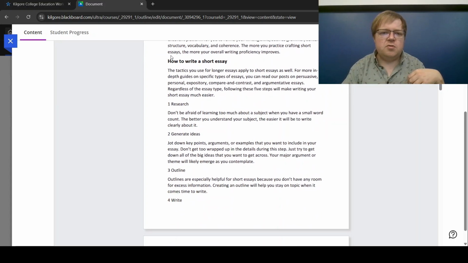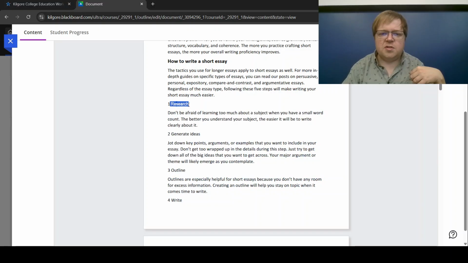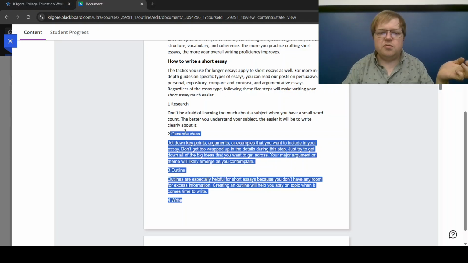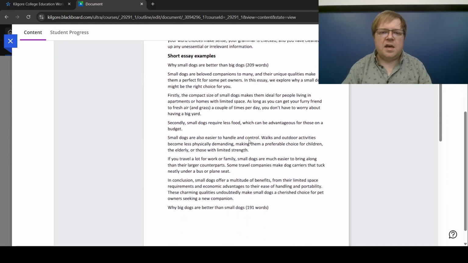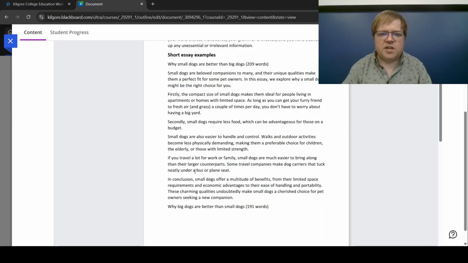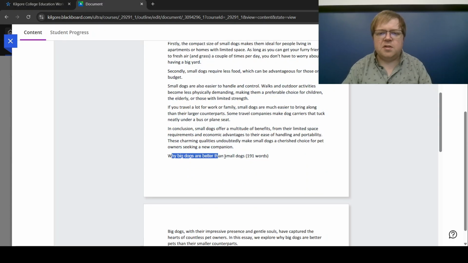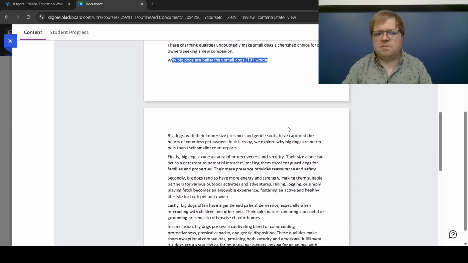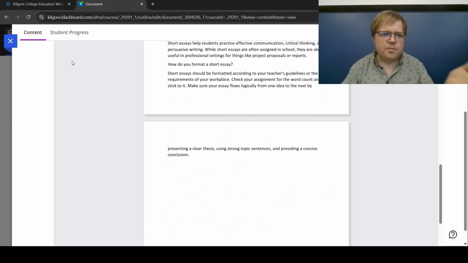It is then going to show you all of the steps for writing a short essay. You won't have to do any research for this one. This will just be a topic that you use yourself. But the rest of these parts you'll do, from generating ideas to outlining to writing to editing. And then they have a couple of examples here of short essays. This one, why small dogs are better than big dogs. And this one is why big dogs are better than small dogs. So look over these and you'll see kind of what I'm looking for.